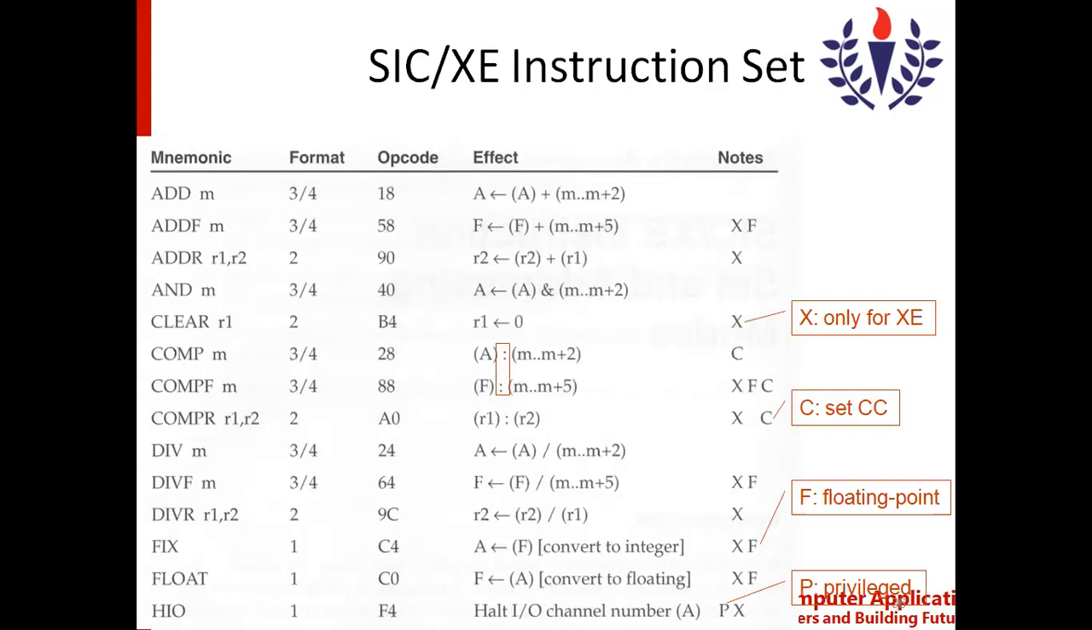Coming to the input and output operations, similar to SIC, we have the same kind of instructions for IO devices. And apart from that, IO channels can be used. So for IO channels, we use again 3 different instructions in order to perform the input and output operations. So this is the whole picture of the SIC/XE machine architecture.